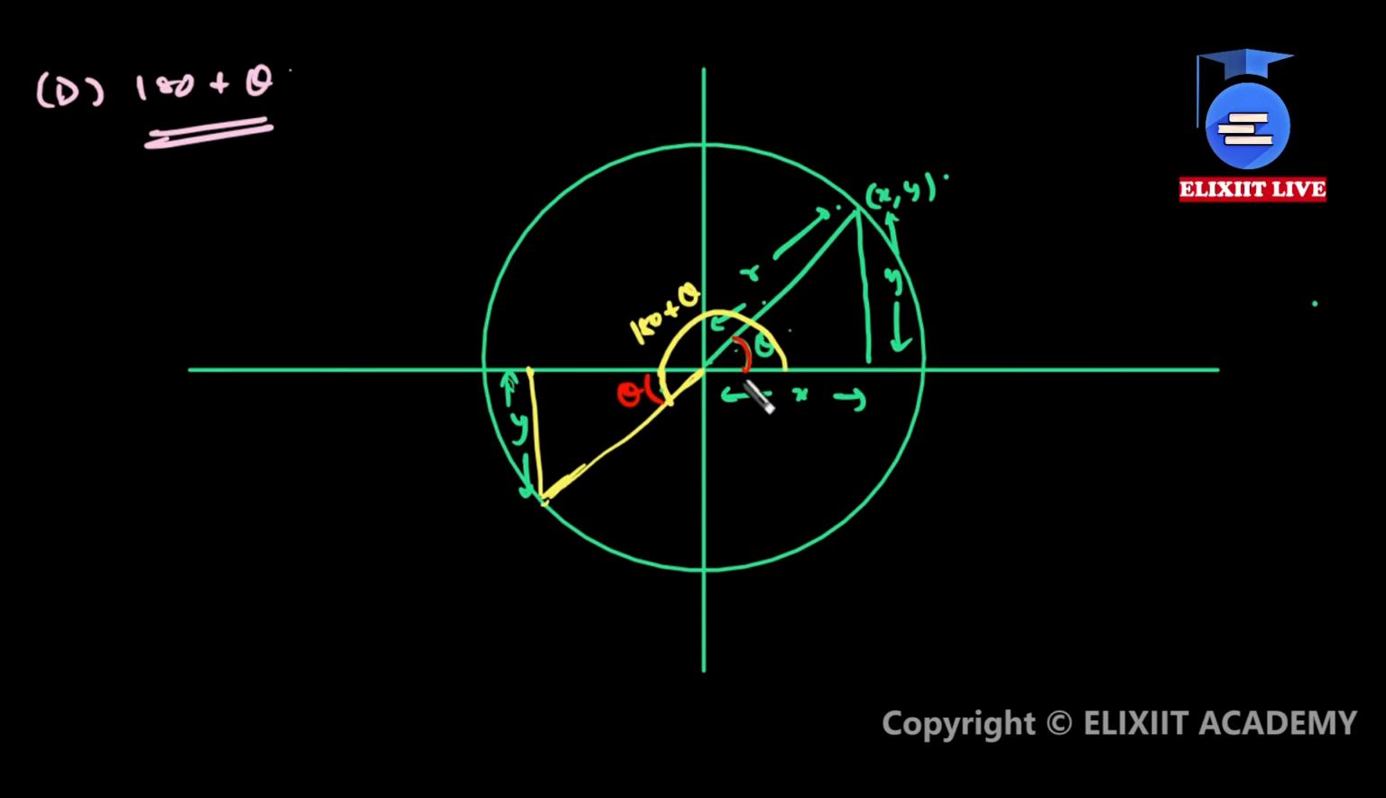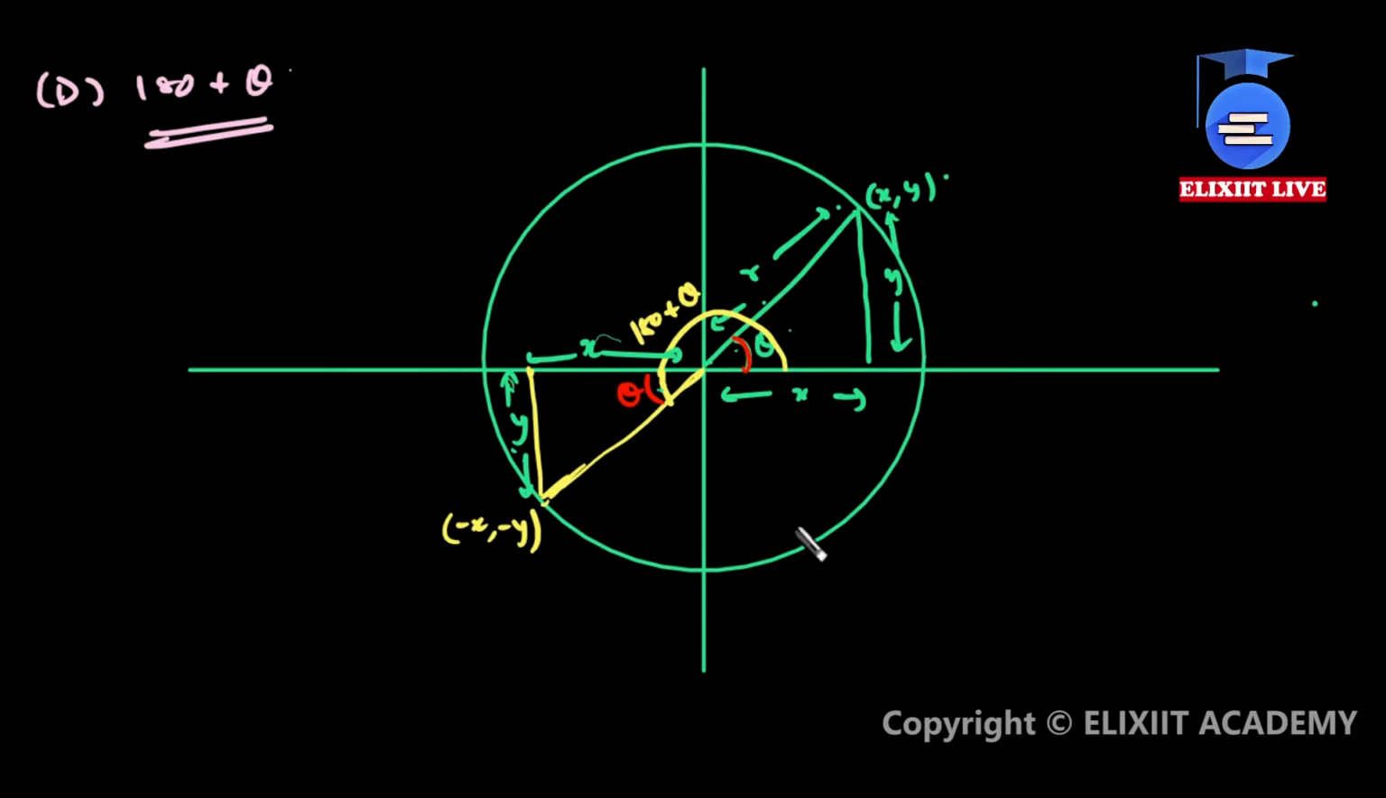We have angle theta, and the front side of angle theta is y. So if this is y, clearly this definitely must be x, isn't it? So over here in the third quadrant, what will the coordinates be? Minus x comma minus y. On the x-axis we have the x coordinate, along the y-axis we have the y coordinate, and x and y are both negative in the third quadrant. So we have minus x comma minus y.